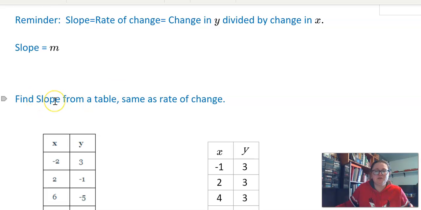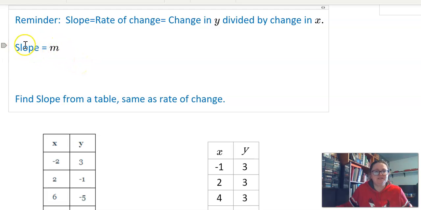Because if I tell you to find the slope, you can assume it's linear, because you can't really talk about slope of a whole function when you're talking about any other function. You can only talk about rate of change. And then just a reminder that when we find slope, we use m to represent slope. I know that's kind of silly, but that is what we use.